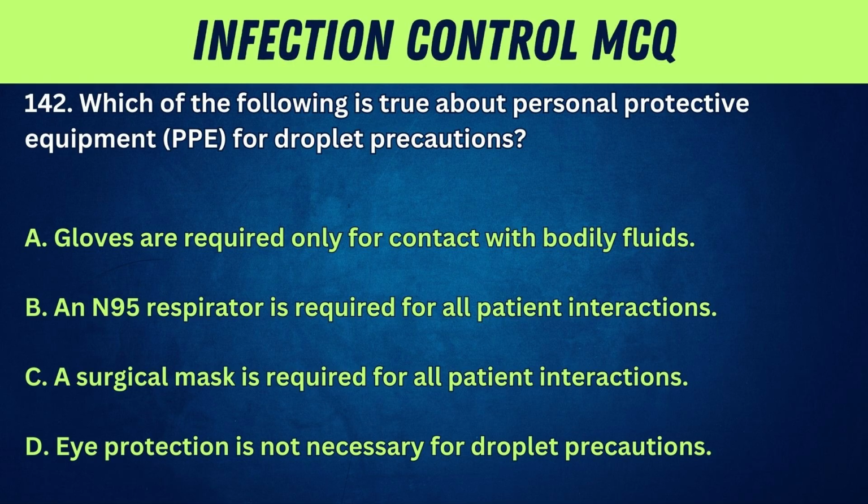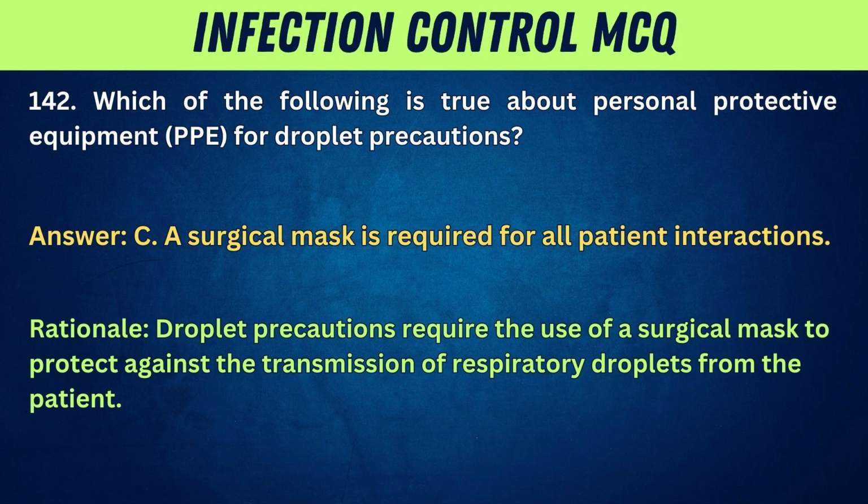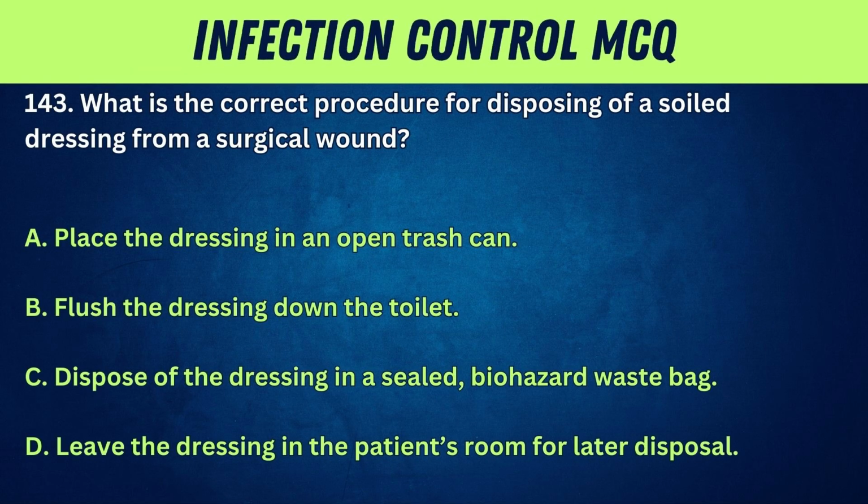An N95 respirator is required for all patient interactions. C. A surgical mask is required for all patient interactions. D. Eye protection is not necessary for droplet precautions. Answer: C. A surgical mask is required for all patient interactions. Rationale: droplet precautions require the use of a surgical mask to protect against the transmission of respiratory droplets from the patient.